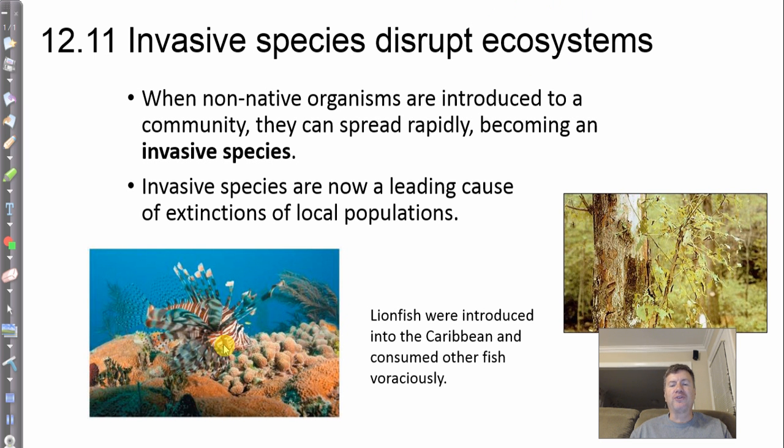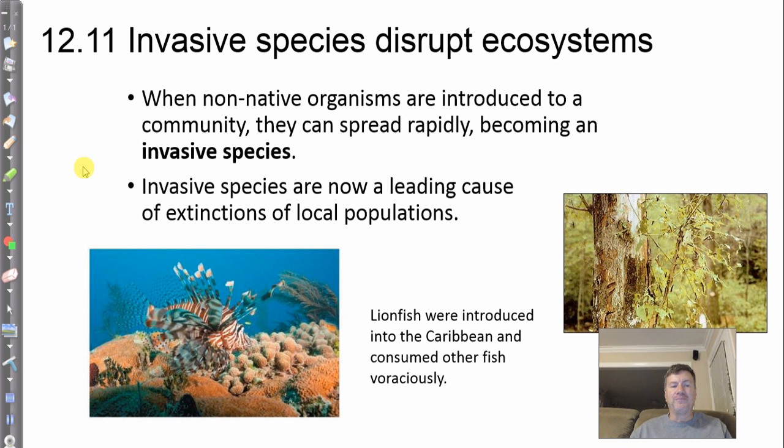Lionfish were introduced into the Caribbean from Asia, and when they came in, they tend to be very aggressive predators, and they upset some of those natural interactions that had already existed in the Caribbean before the lionfish got there. In other words, invasive means to come into an area and take over, do a lot of damage and disrupt the natural relationships that existed.